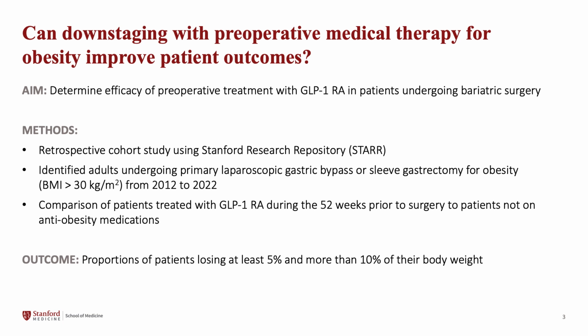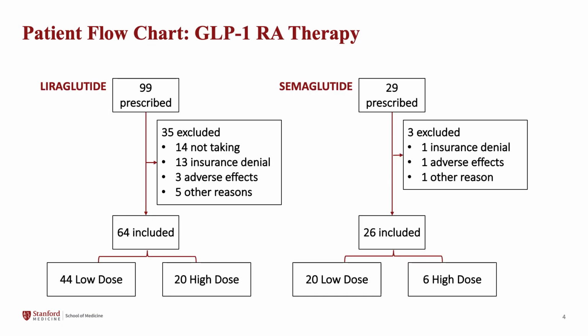So we performed a retrospective cohort study using the Stanford Research Repository, and we identified all adults between 2012 and 2022 who underwent a laparoscopic sleeve gastrectomy or gastric bypass as a primary operation for obesity. And we compared those patients who were never on an anti-obesity medication to those that were receiving a GLP-1 in the year before surgery, with their outcome of interest as their weight loss. We looked at two GLP-1s in particular, liraglutide and semaglutide, which are newer GLP-1s.